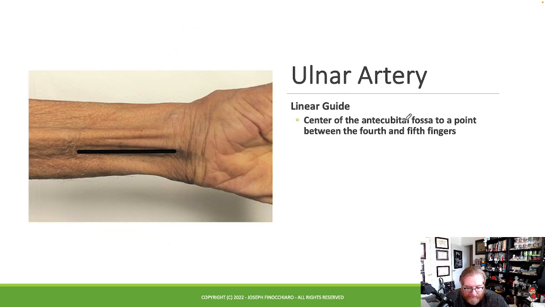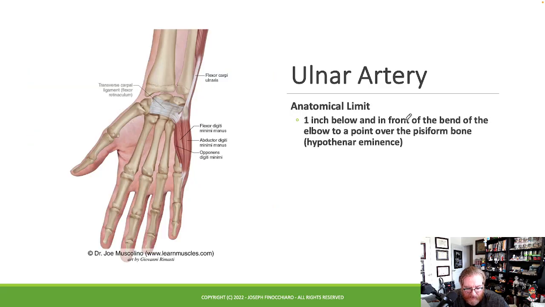The linear guide, center of the antecubital fossa to a point between the fourth and fifth fingers. That is your pinky and your ring fingers. And then the limit is 1 inch below and in front of the bend of the elbow to a point over the pisiform bone, which is the hypothenar, the below thenar eminence. And if your hand is in anatomical position, hypothenar is on the bottom.